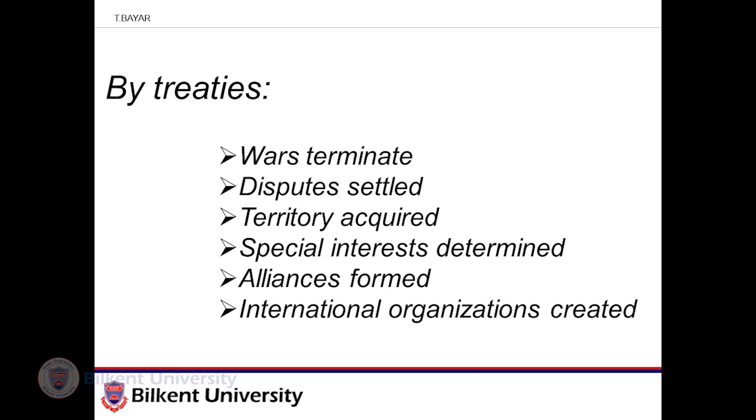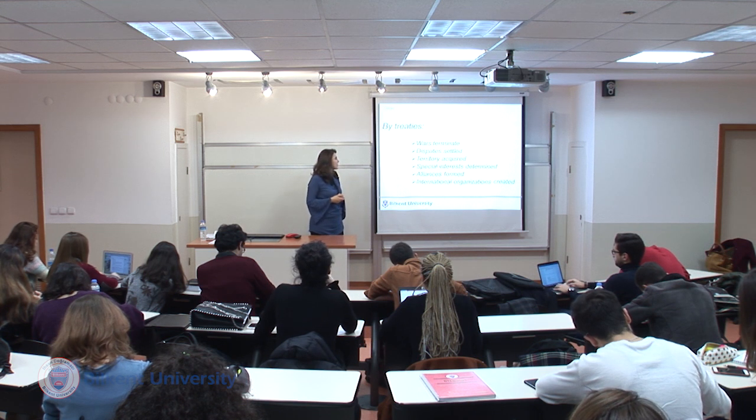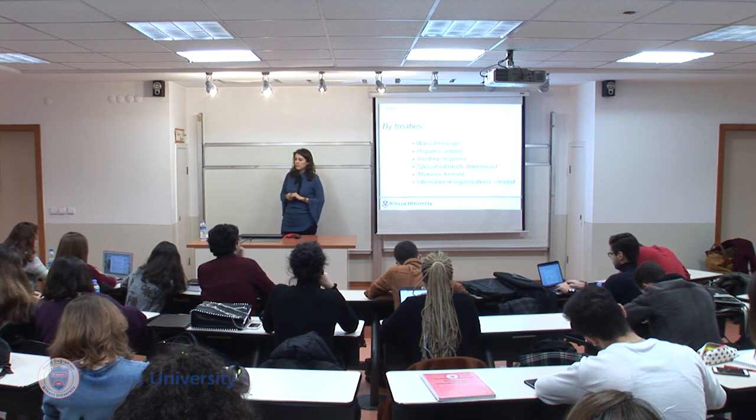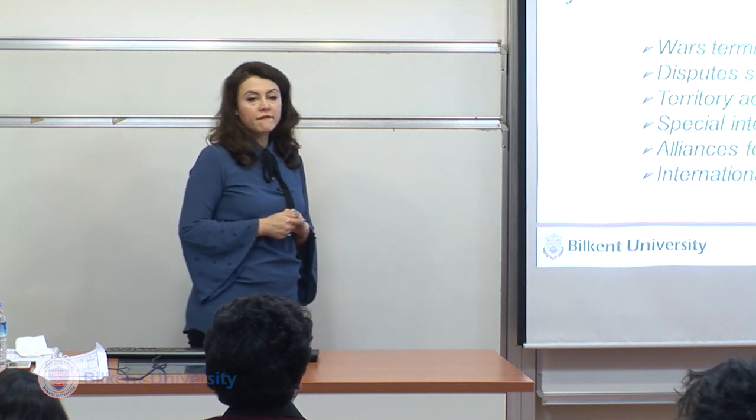What do we do with treaties? With treaties, it's possible to acquire new lands, for instance. By treaties, it is possible to terminate wars. By treaties, we can establish intergovernmental organizations. Like the UN is established by the UN Charter, right? So all organizations are established by an international treaty. Alliances are formed. The North Atlantic Pact, right? So, treaties are functional.